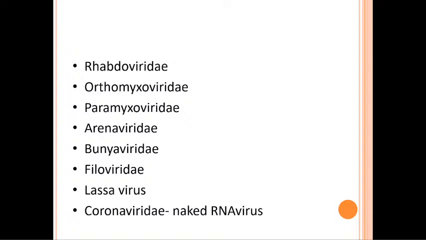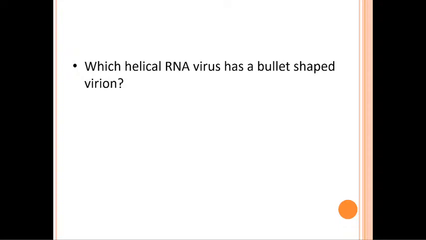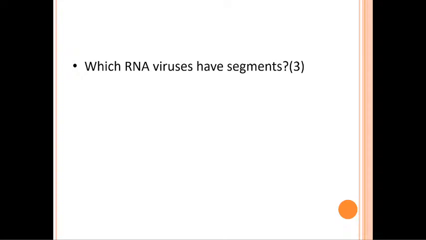Napansin nyo? Diba? The only helical RNA virus that has a particular shape, a bullet-shaped virion, is your rhabdovirus or Rhabdoviridae family members. Okay? RNA viruses that have segments are the orthoviruses, arenaviruses, and bunyavirus. Huwag nyo kakalimutan, sila yung mga merong segments.